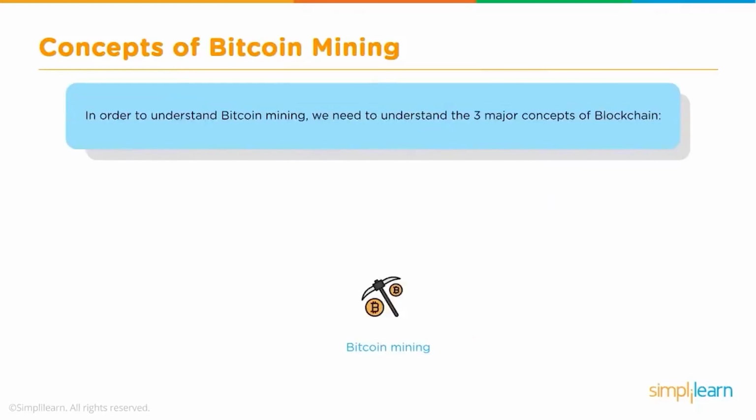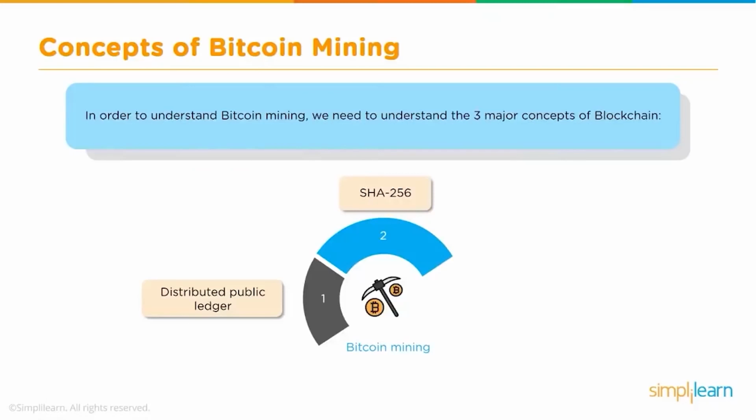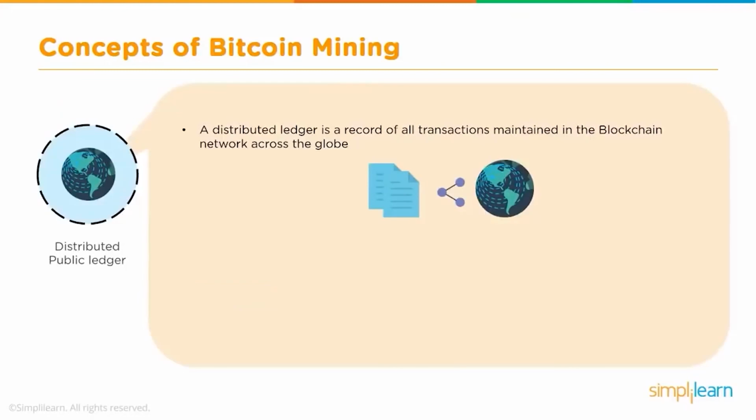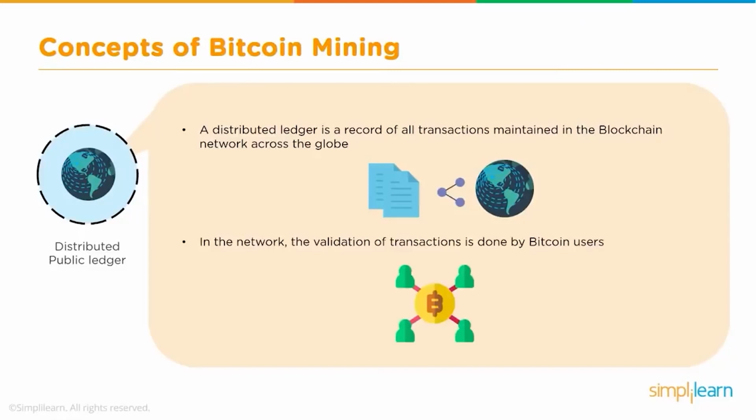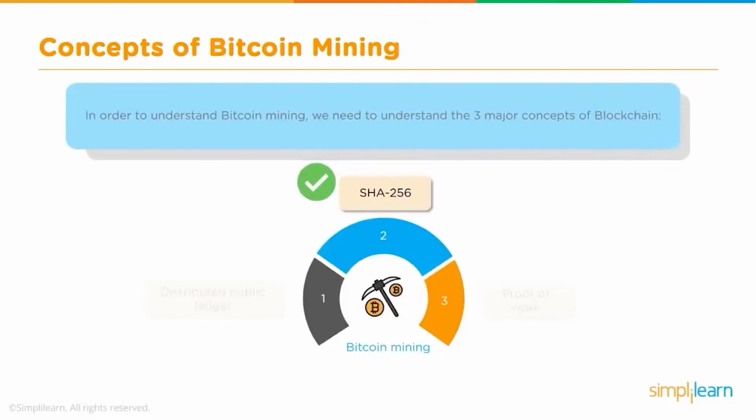Now in order to understand Bitcoin mining, we need to understand 3 major concepts of blockchain. It is based on a distributed public ledger. It uses the SHA-256 encryption algorithm, and proof of work is the underlying consensus algorithm for Bitcoin mining. So, distributed public ledger. A distributed ledger is a record of all transactions maintained in the blockchain network across the globe. In the network, the validation of transactions is done by Bitcoin users called miners.